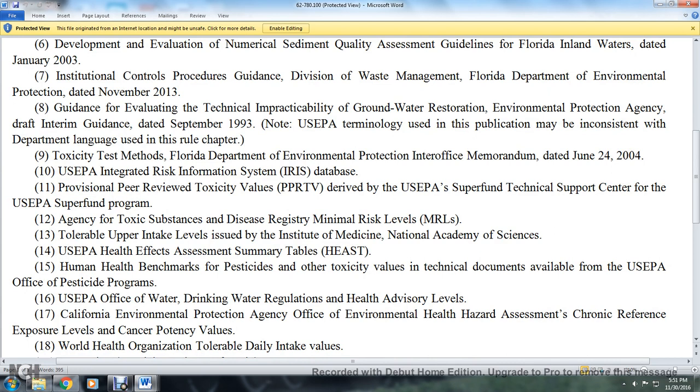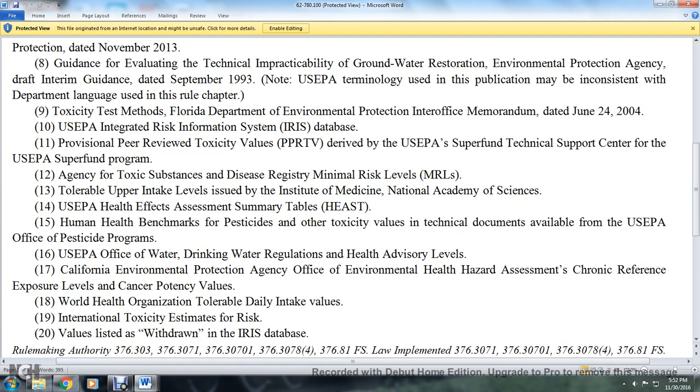U.S. Environmental Protection Agency Office of Water, Drinking Water Regulations and Health Advisory Levels. California Environmental Protection Agency Office of Environmental Health Hazard Assessment, Chronic Reference Exposure Levels and Cancer Potency Values. World Health Organization Tolerable Daily Intake Values. International Toxicity Estimates for Risk, evaluated and listed with or withdrawn from the IRIS database.